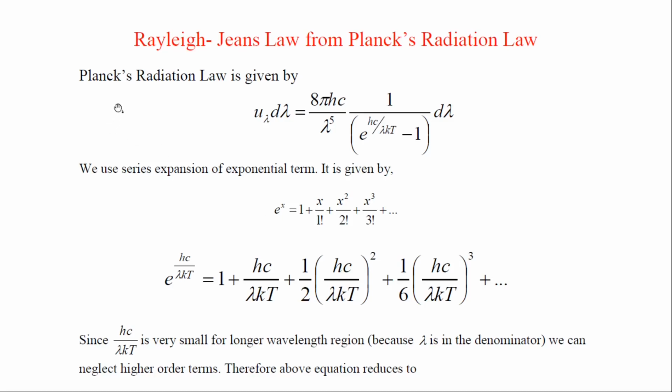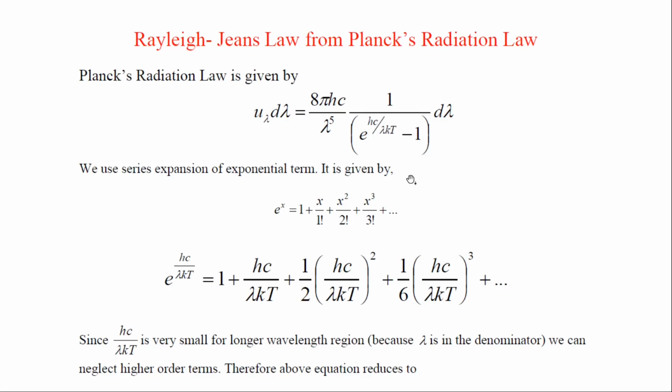Now we will derive Rayleigh Jeans law from Planck's law. For that, I will choose Planck's radiation law in terms of wavelength. I have written u lambda for energy density instead of rho lambda here. u lambda d lambda is equal to 8 pi hc divided by lambda to the power of 5 into 1 by e power hc by lambda kT minus 1 into d lambda.